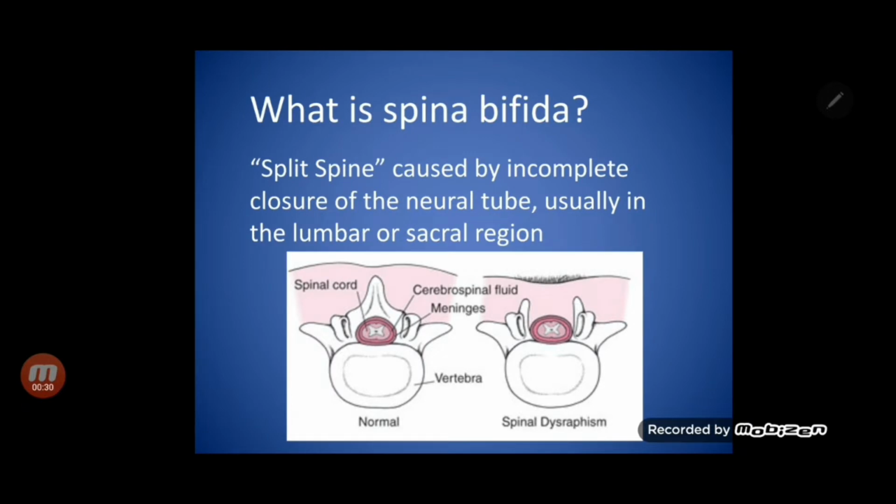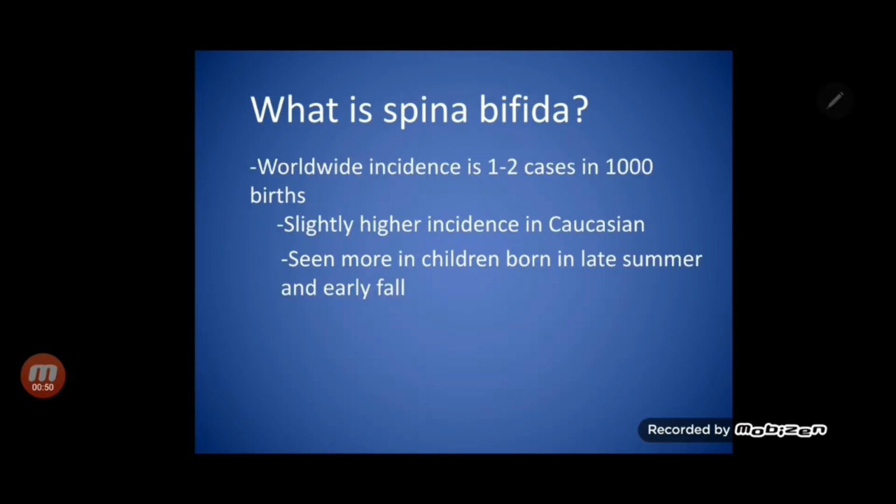The first objective is the definition of spina bifida. Spina bifida, which literally means the cleft spine, is characterized by the incomplete development of the brain, the spinal cord, and/or the meninges, the protective coverings around the brain and the spinal cord. The worldwide incidence is about 1 to 2 cases in every 1,000 births, with a slightly higher incidence in Caucasian people and seen more in children born in the late summer and early fall.